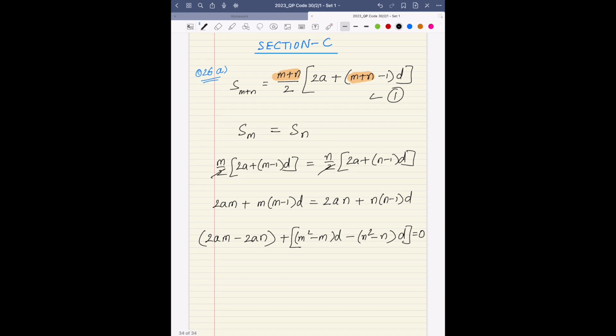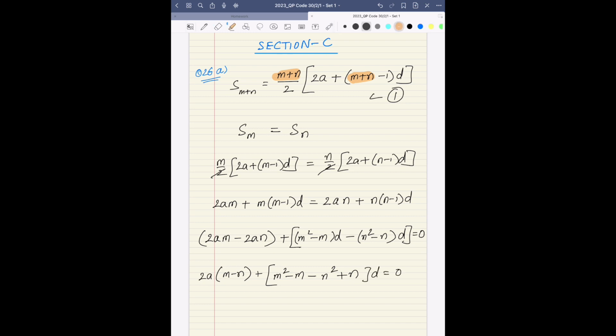Let's take 2a common. So you take 2a common from this, you get m minus n. This is the magic step. You will see some things happening over here. Then I'm going to keep my d outside. So I'm going to take d common, right? So this, there are two terms. Take the d outside. What do you get? Let's open this. You will get m square minus m minus n square plus n, right? This is what we get when you open it and you take d outside.